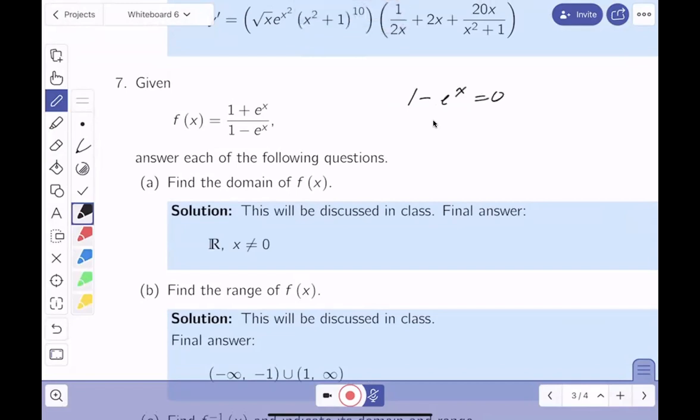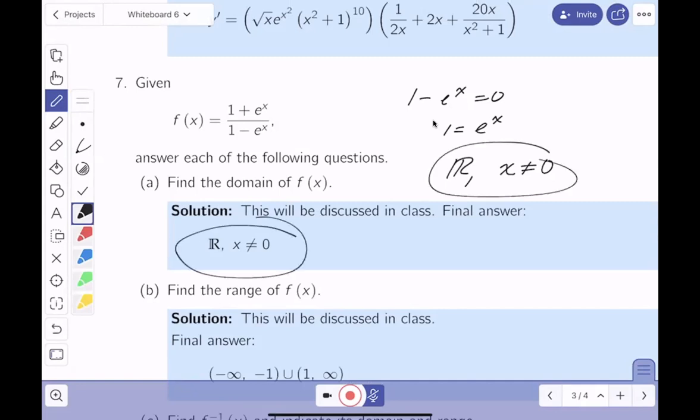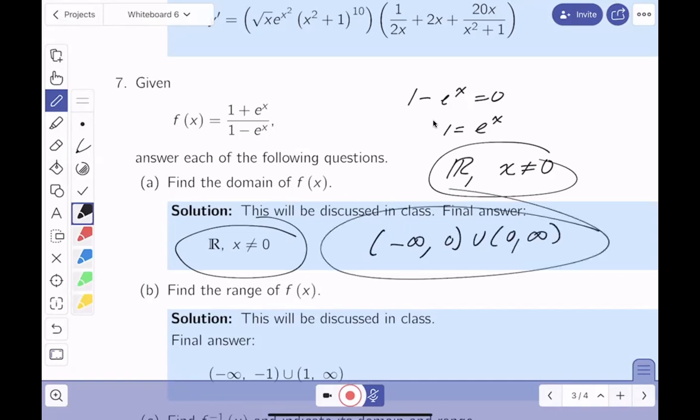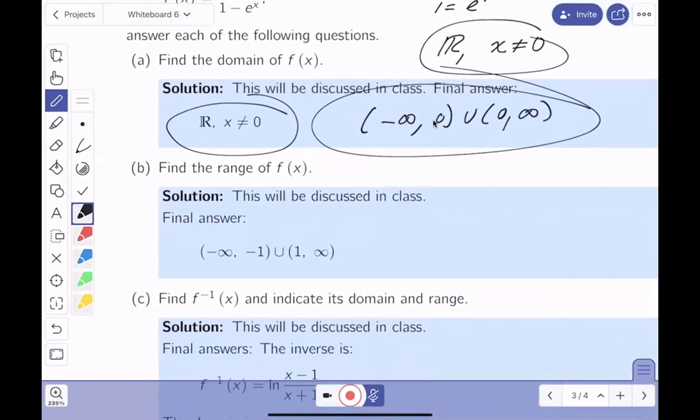Well, what does this mean? It would mean 1 equals e to the x. And yeah, it does. If x is 0, the bottom would be 0. So I'm going to say all the real numbers. However, x can't be 0. And why is that? The bottom becomes 0. You see the answer over here. If you want to write it in interval notation, it would be minus infinity up to 0, union 0 to infinity. All right, that's done.